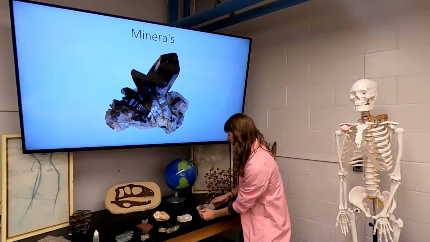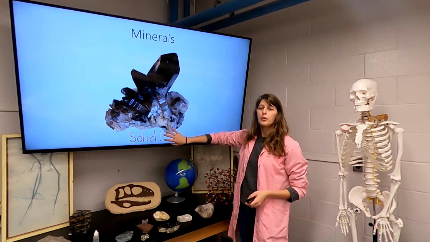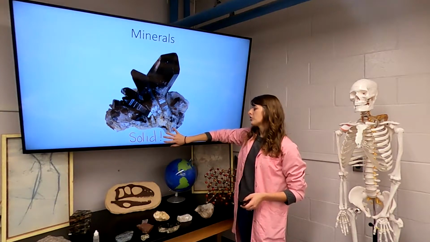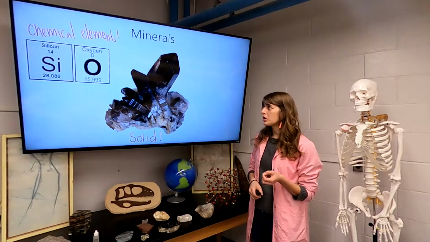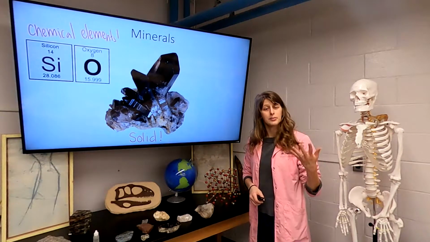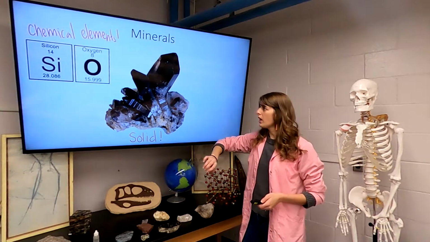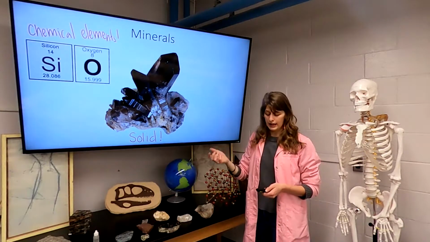So a mineral, first thing we need it to be is we need it to be a solid. So this is what we call an inorganic solid, meaning it's not made by life. So we have a solid, and it has to have specific chemical elements, and these are the elements that are on the periodic table. So this quartz mineral has silicon and oxygen as its chemical elements.